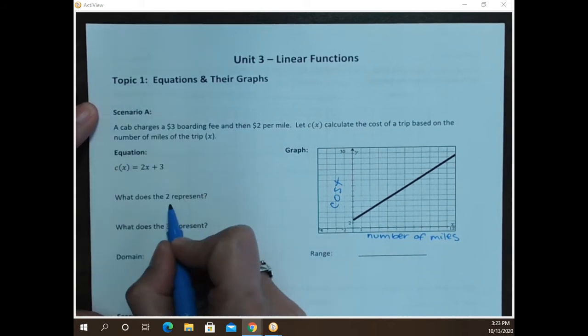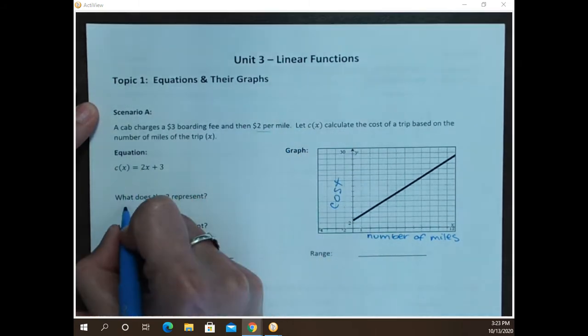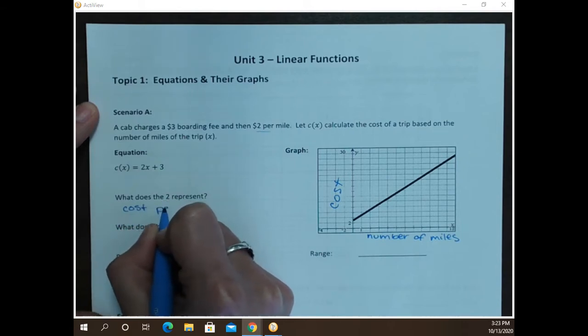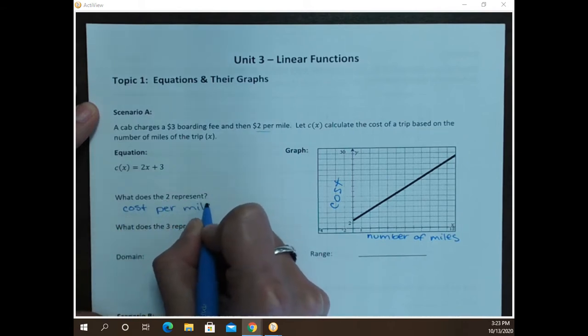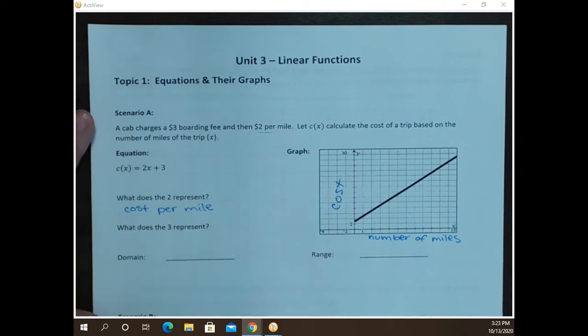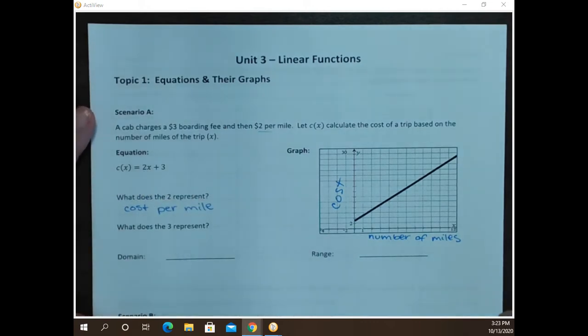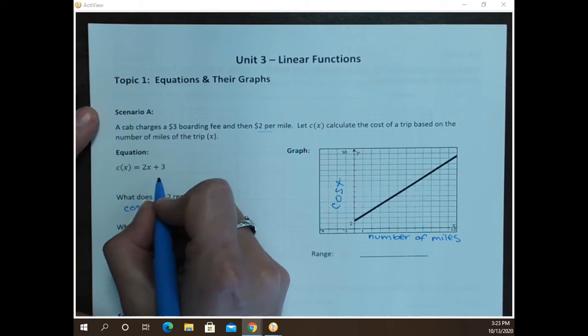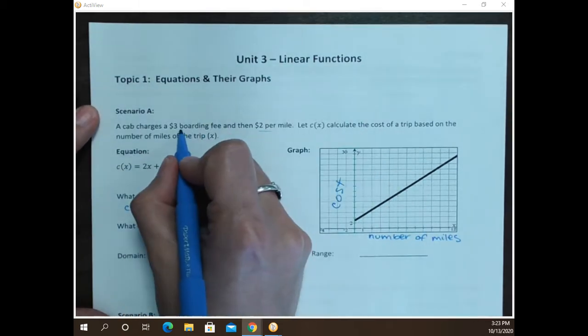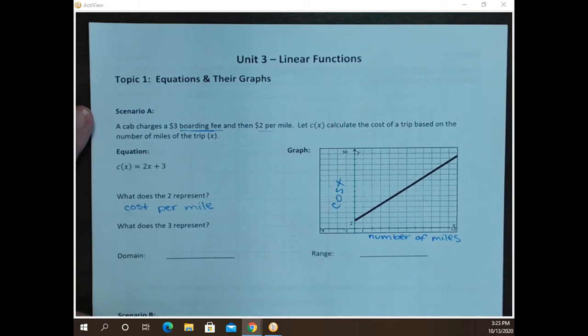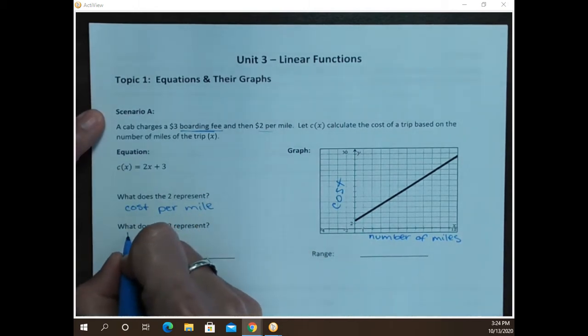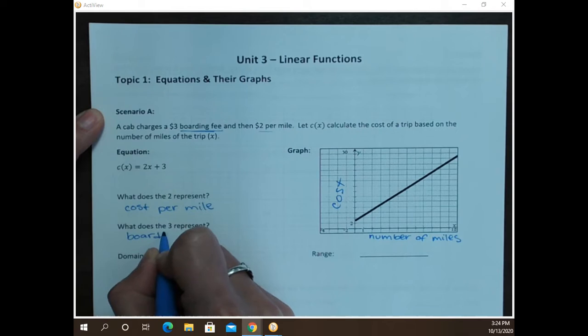So this 2 represents the cost per mile. We don't know how many miles we're driving right off the bat, but however many miles I do drive, we would plug that number in for x, and it would be 2 times that number of miles, since it's $2 per mile. The 3 then would be our standard charge. They called it a boarding fee. Just how much does it cost for me to reserve this cab or to take this cab? As soon as I sit in the seat, I know that it costs me $3 for that boarding fee. So that $3 is the boarding fee.